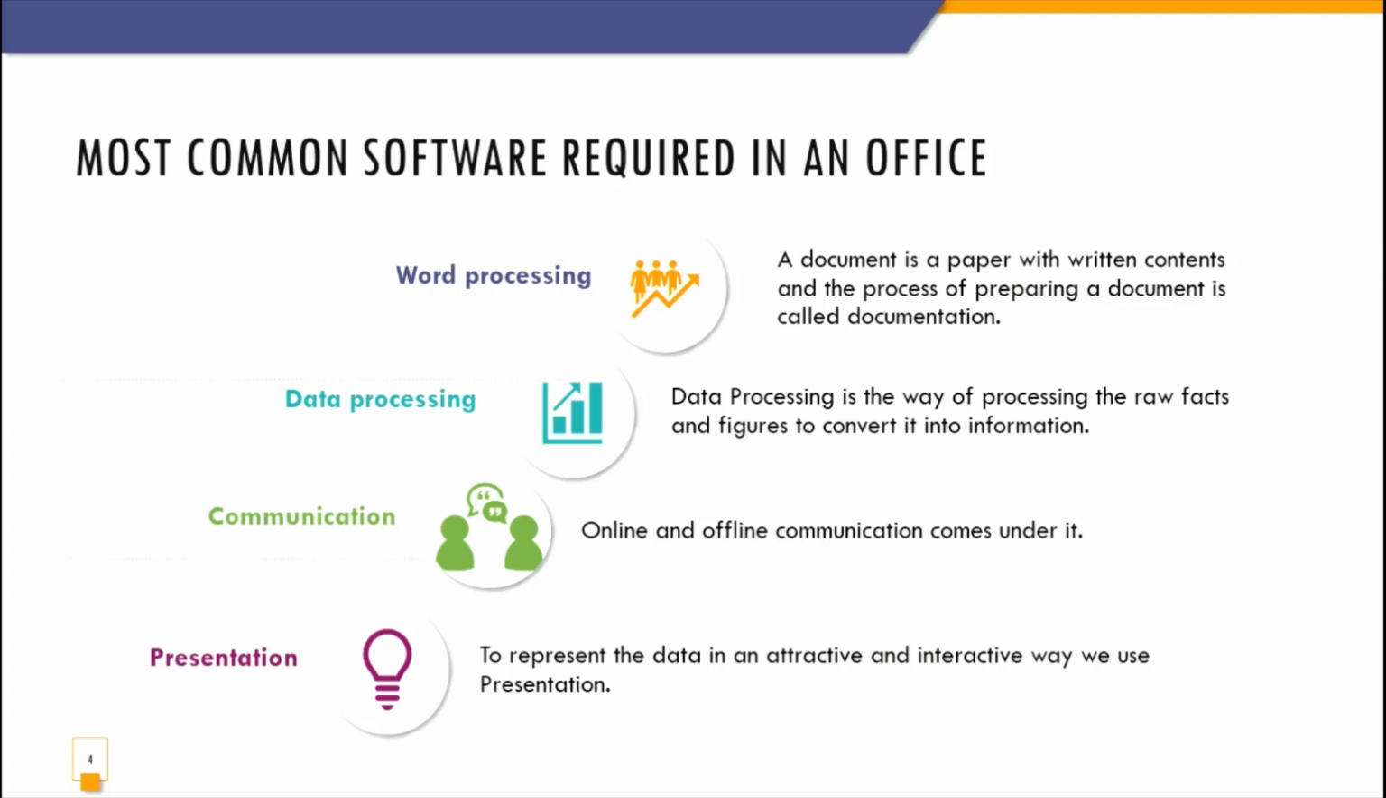So if we talk about word processing, a document is a paper with written contents, and the process of preparing a document is called documentation, and word processing is a software where we are actually doing the documentation, right? After that, there is data processing. The raw facts and figures when converted into information, this process is data processing. If we talk about communication, there are 2 modes of communication. One is online, another is offline. For online communication, we require some software which we have covered in the first chapter, first unit.